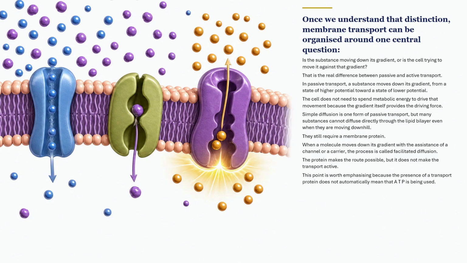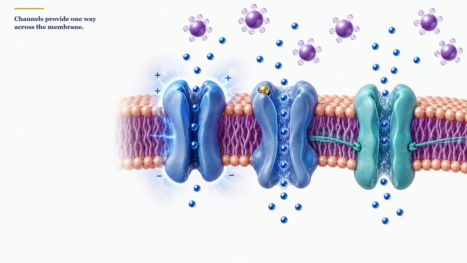This point is worth emphasizing because the presence of a transport protein does not automatically mean that ATP is being used. What determines whether transport is passive or active is the direction of movement relative to the gradient and the source of the driving force. Channels provide one way across the membrane. A channel is a selective, water-filled pore through which particular ions or molecules can pass.